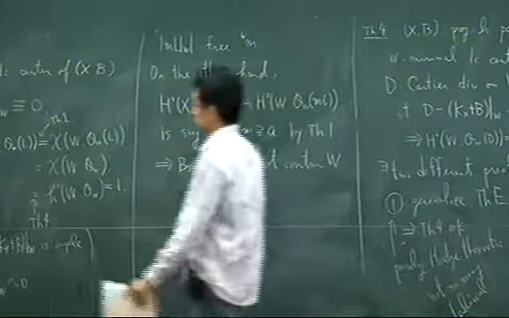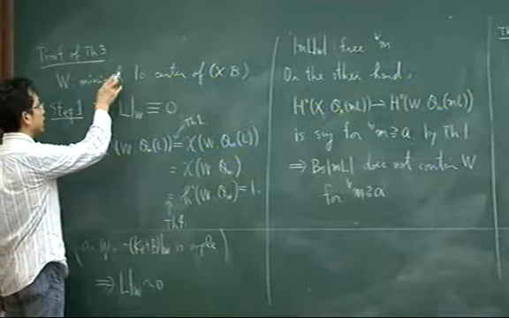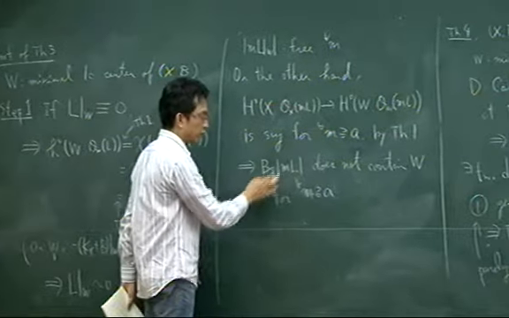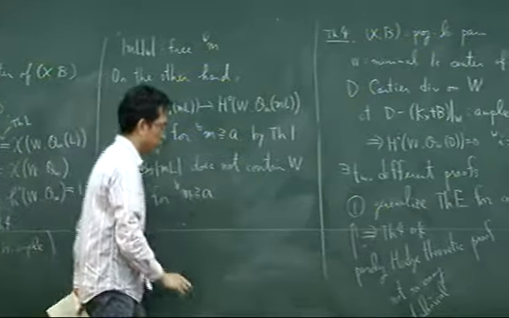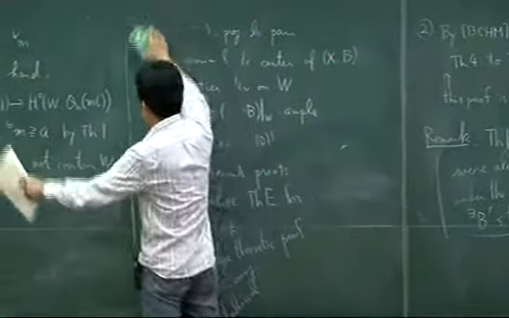So if the restriction of L to W is numerically trivial, then W is not contained in the base locus of this linear system for any m greater than or equal to a. This step is the key step.